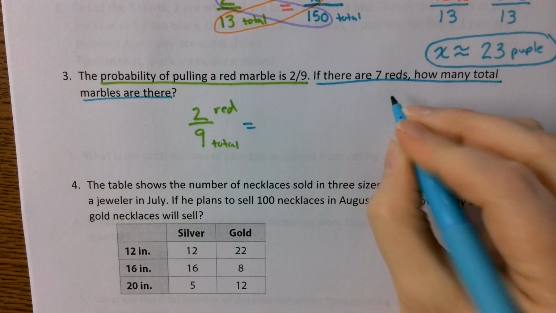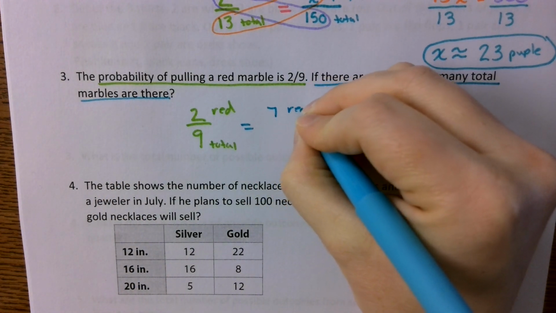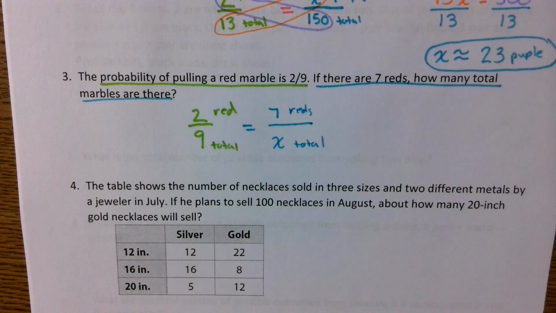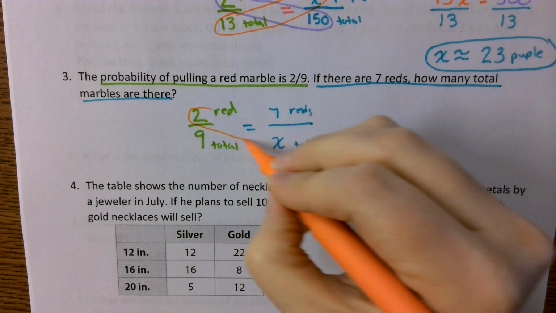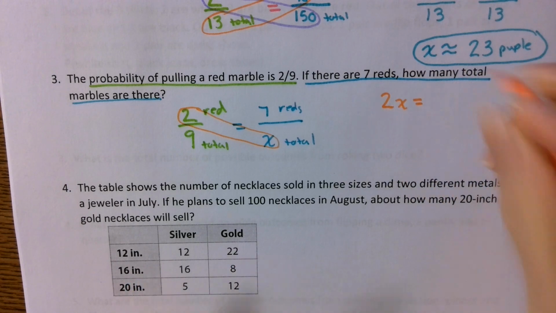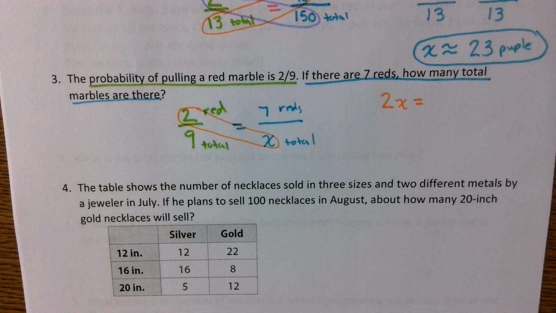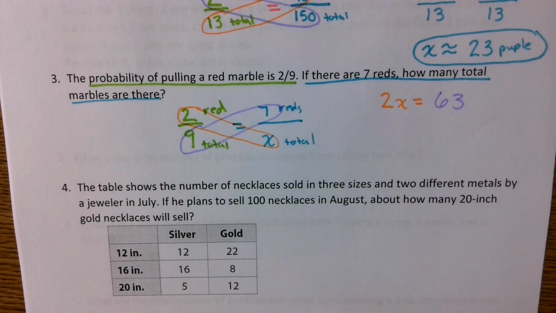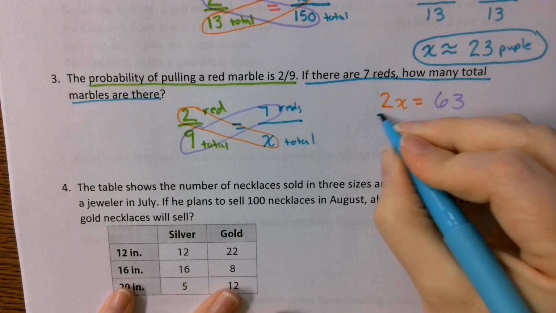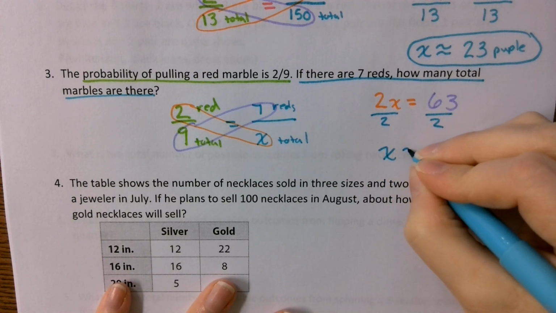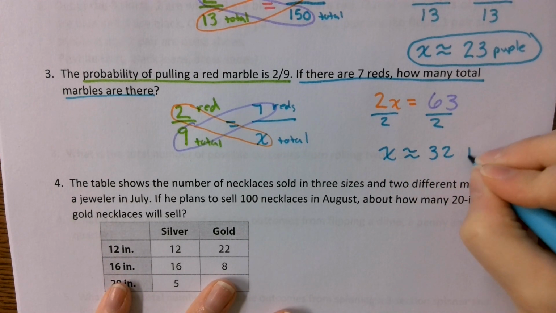So the 7 this time is going to go on the top because that's representing the reds, and what's missing is the total. That's what's going to go onto the bottom. So you have x total. Then you do your cross product. So we're going to multiply a variable portion first. So 2 times x is 2x. Then we're going to multiply our number portion, 9 times the 7. 9 times 7 is going to give you 63. And then you can go ahead and divide the equation out. Now you are going to get a decimal, but again, you want to go ahead and estimate it. So we're going to say that x is going to come out to approximately 32 total.